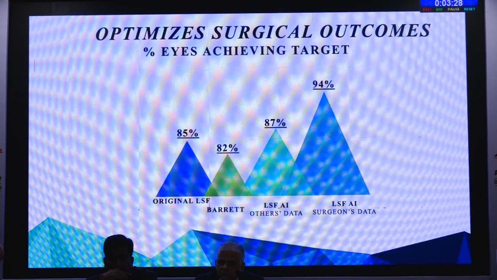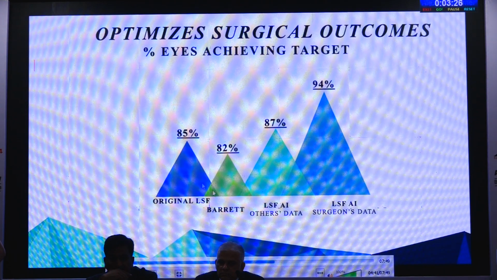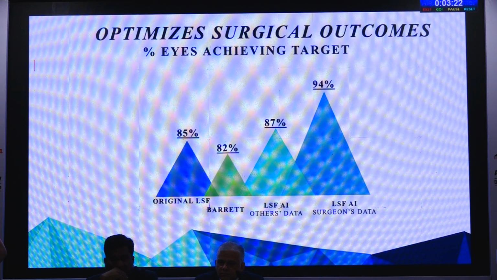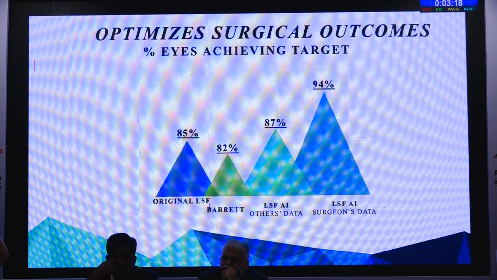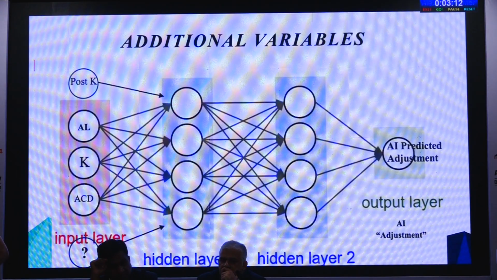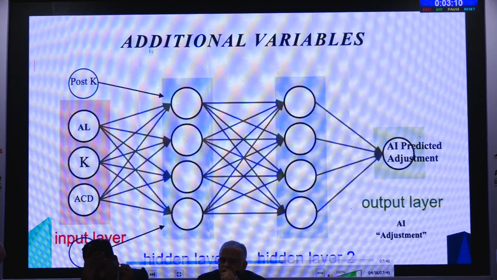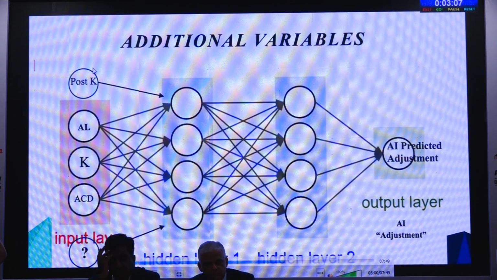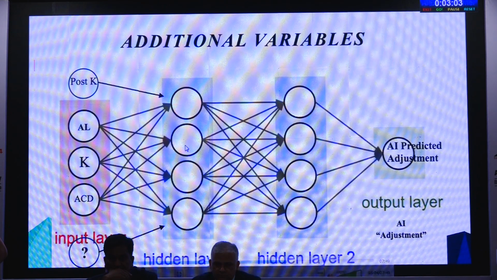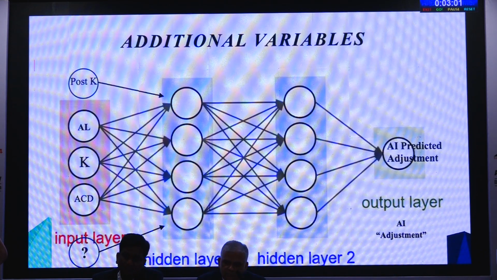So you can see here, most formulas are going to give you 80%, but you can actually get 90% or more if you're tracking your own outcomes and using our AI, which will give you your own AI formula. If you give us enough post-op data, put it back in there, it'll give you your own AI formula. So we take all these different factors: axial length, K, AC depth. What about posterior cornea? We can put that factor in.